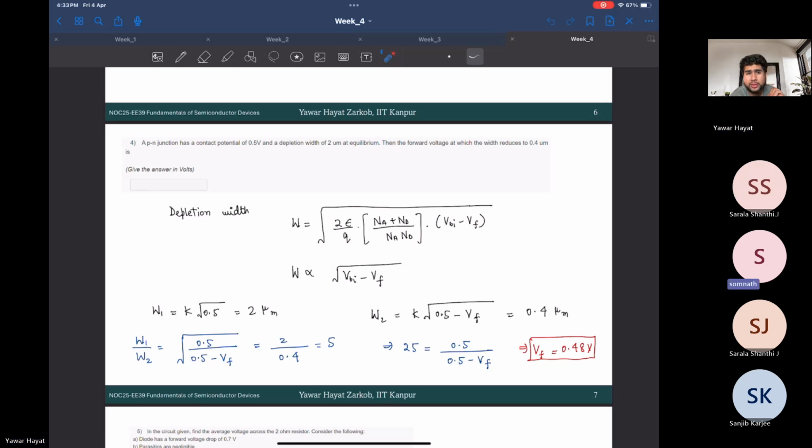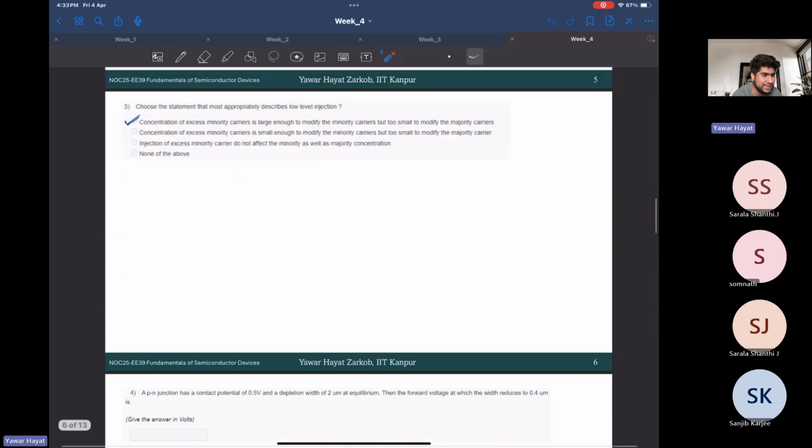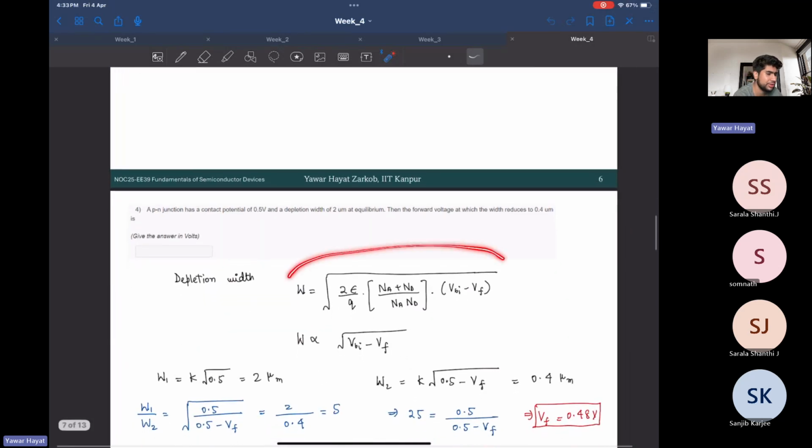I have a question, sir. The depletion width under equilibrium, you can also write that W equals Xn plus Xp. Correct. But why would you do that? I mean, if you write that and simplify, take common terms, it would eventually boil down to this.